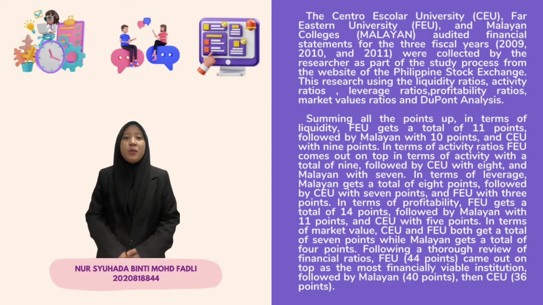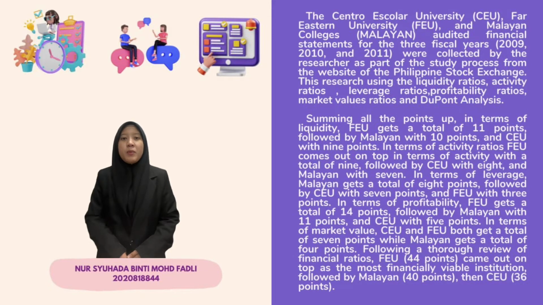In terms of activity ratios, Far Eastern comes out on top with a total of 9 points, followed by Central Escolar University with 8 points and Malayan with 7 points. In terms of leverage, Malayan gets a total of 8 points, followed by Central Escolar University with 7 points and Far Eastern University with 3 points.